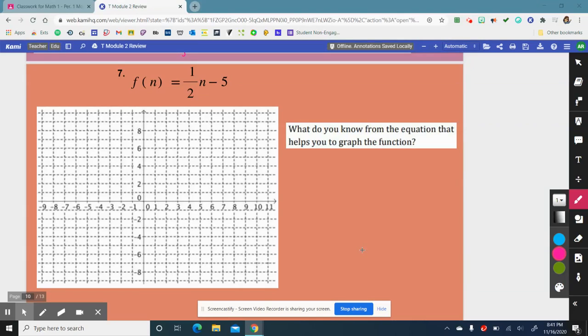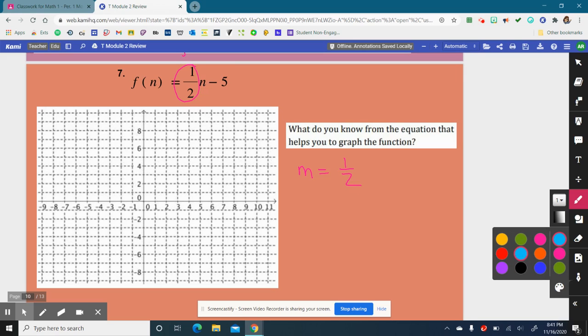Next problem. Okay, example number 7. We're done with the word problems. Yay! So now we're going to graph. So we have f of n is equal to 1/2 n minus 5. What do you know from the equation that helps you to graph the function? Well, this first number here, that's my slope, that's 1/2. And this back number, -5, that's my beginning number. This is where we begin on the y-axis.